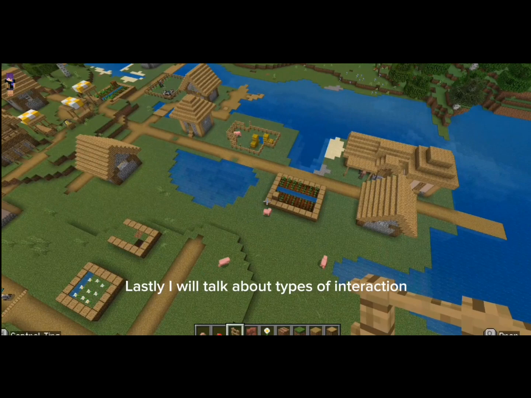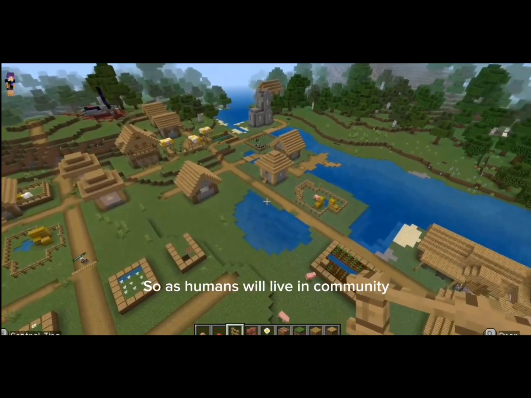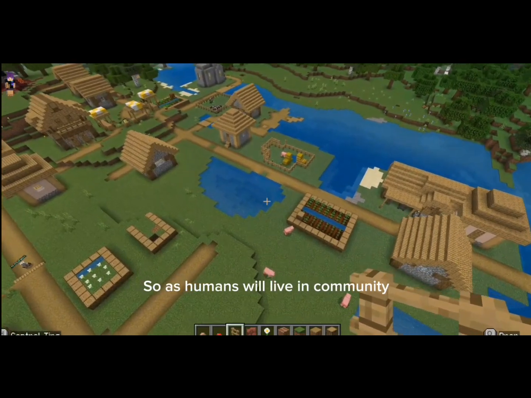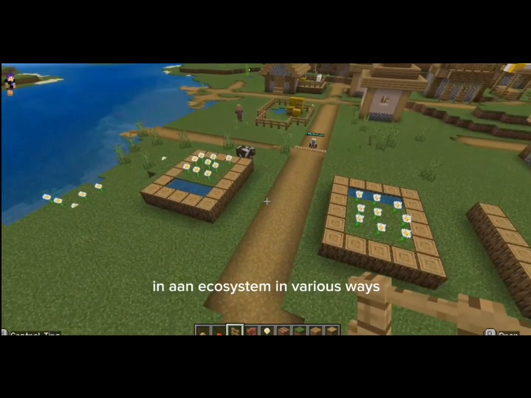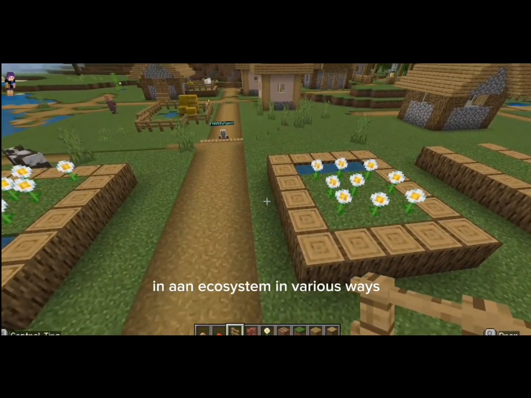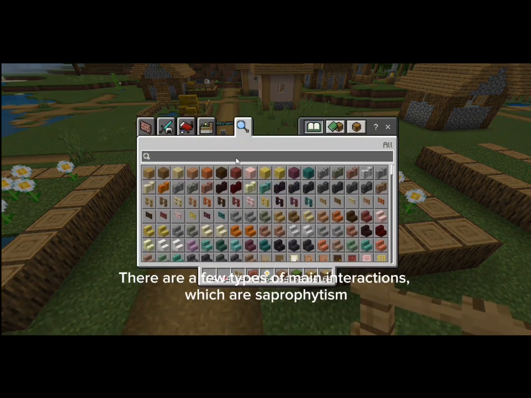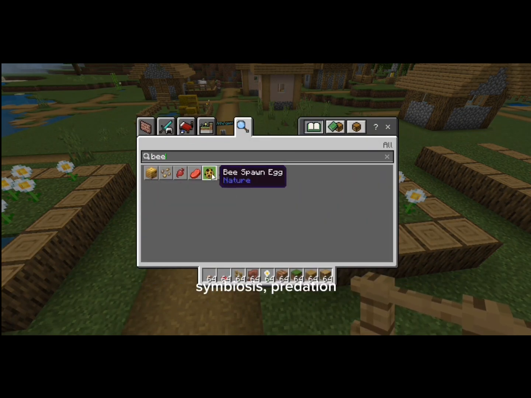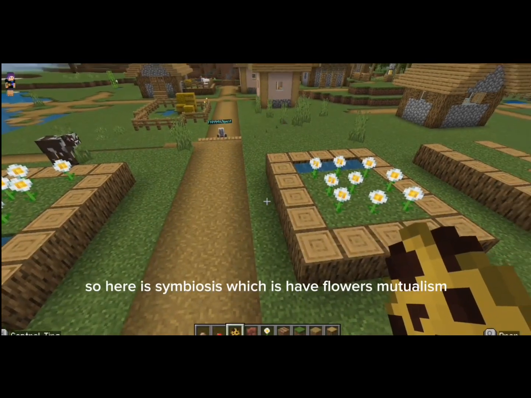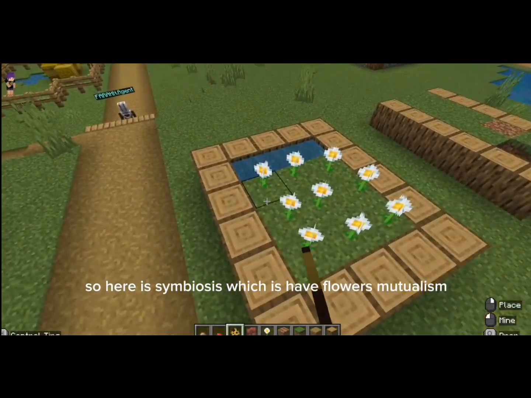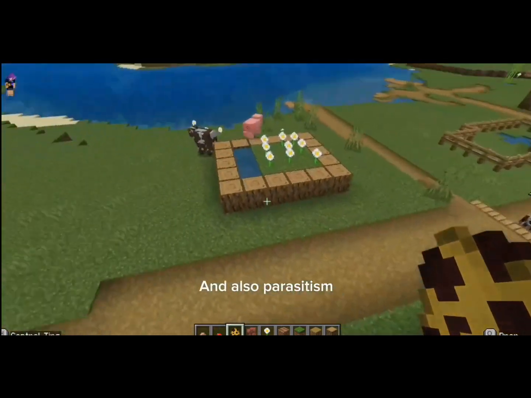Lastly, I will talk about types of interaction among biotic components. As humans, we live in a community. It is similar for animals and plants, which interact with each other in an ecosystem in various ways. There are a few main types of interactions, which are saprophytism, symbiosis, predation, and competition. So here is symbiosis, which has three types: mutualism, commensalism, and also parasitism.